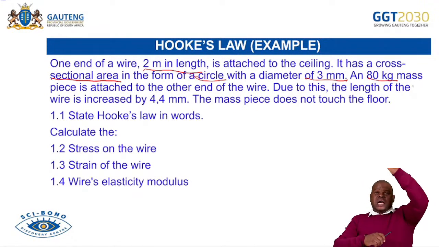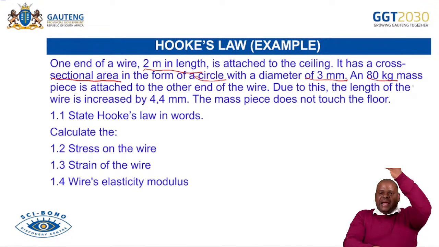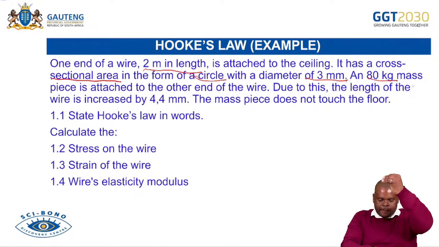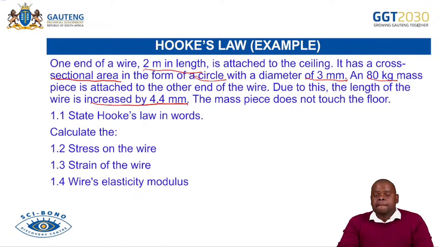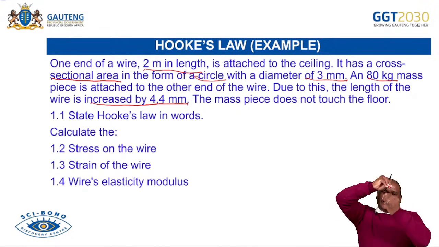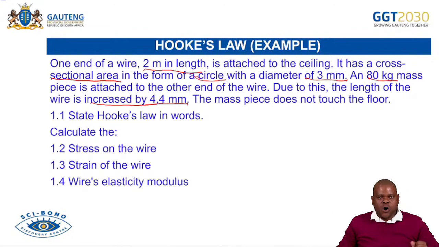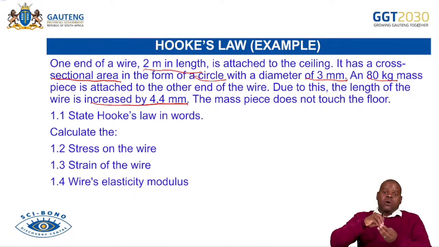One end is attached to the ceiling, and the other end is attached to a mass of 80 kilogram. Due to this, the length of the wire is increased by 4.4 millimeter. That means the wire has now stretched by 4.4 millimeter. The mass piece does not touch the ground after the wire has stretched.